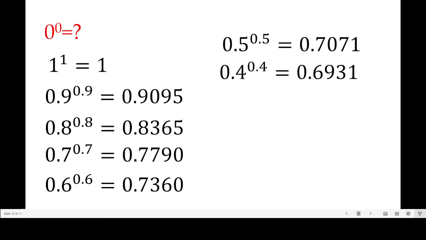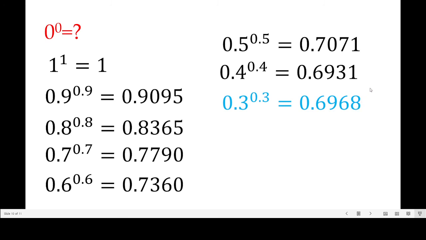Yes, next one. 0.4 to the power 0.4 equals 0.6931. Yes, these two numbers, 0.7071 and 0.6931, are very close together. So let's continue. 0.3 to the power 0.3 equals 0.6968. Wow, it's increasing and it's interesting.